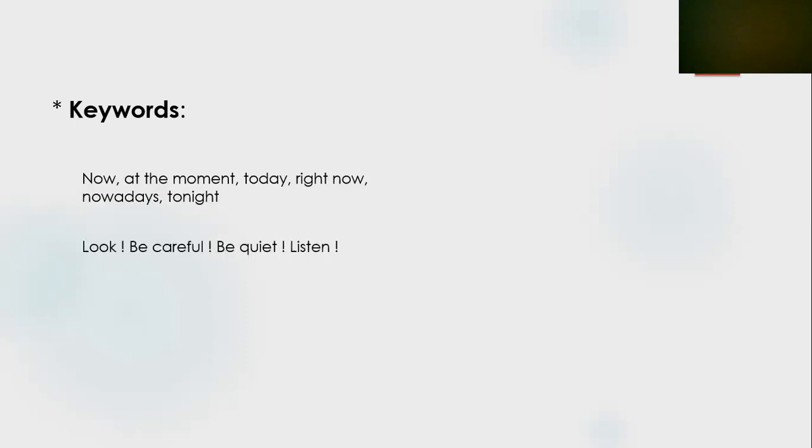The key words. There are some words that if you see them in a sentence, you can know that you have to use present continuous or present progressive. Like now, at the moment, today, right now, nowadays, and tonight. And there are also other expressions that express something is happening now, like look, be careful, be quiet, and listen.